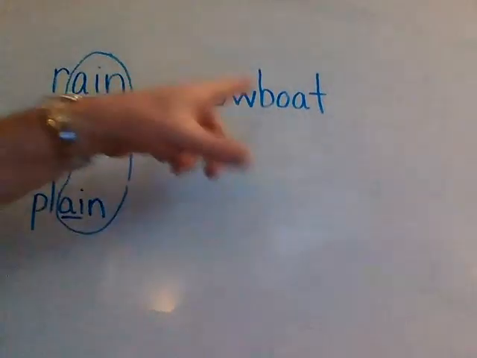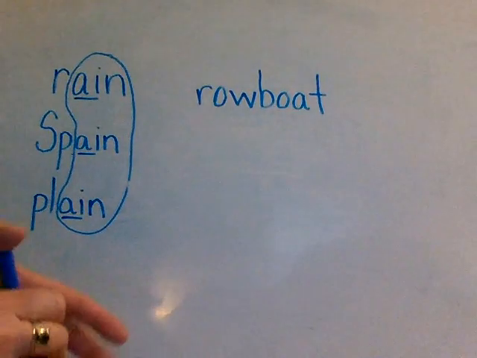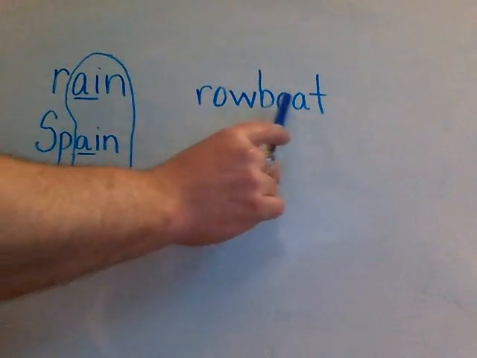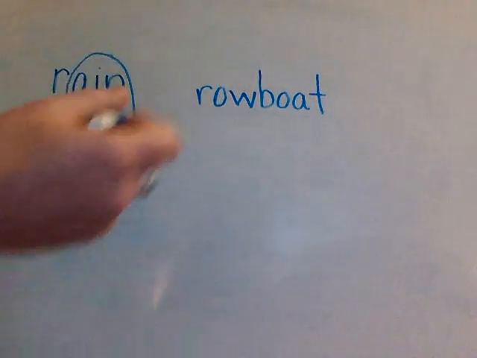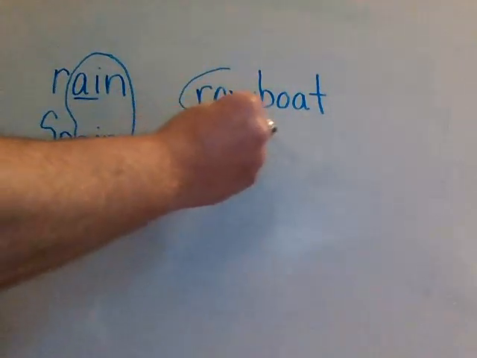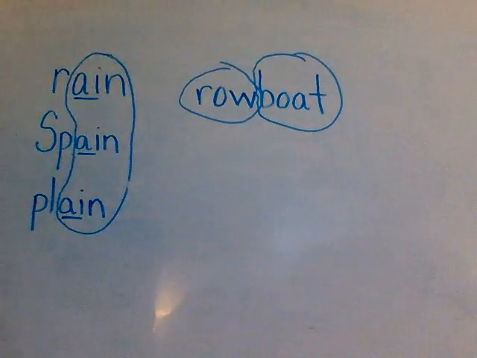Let's come on over to this bigger word and talk about how we can spell some bigger words. This word is rowboat, and rowboat is a bigger word. So let's divide it into those parts, or syllables: row, boat. Do this with me.